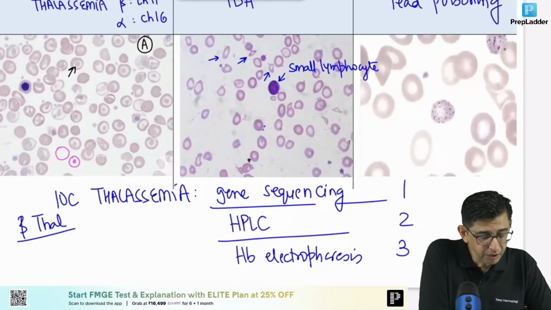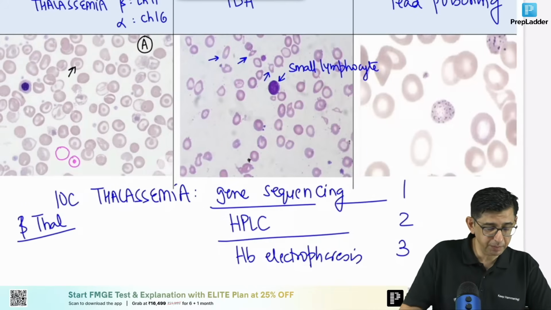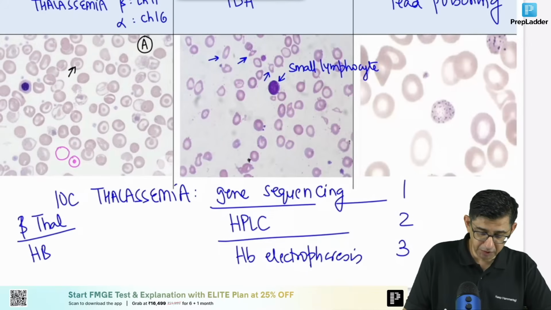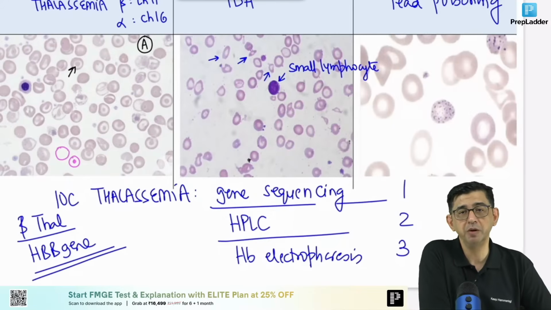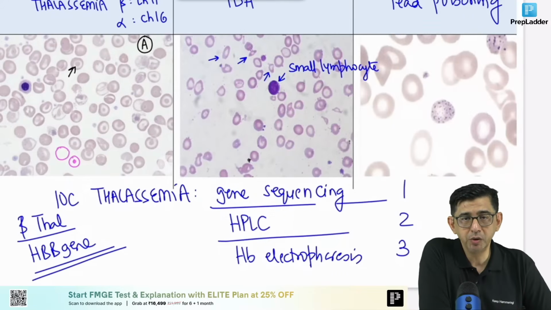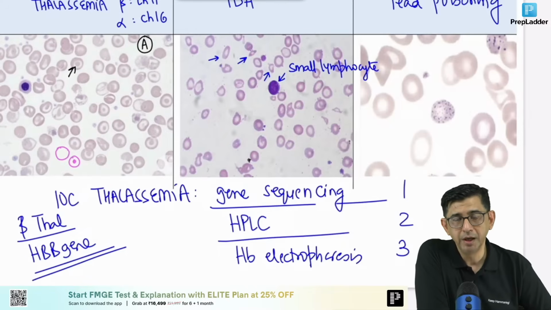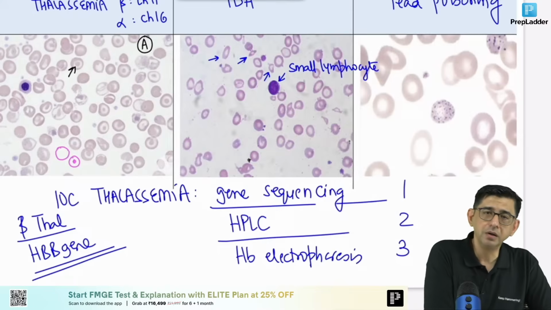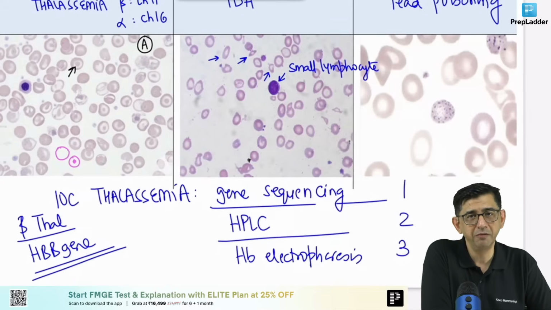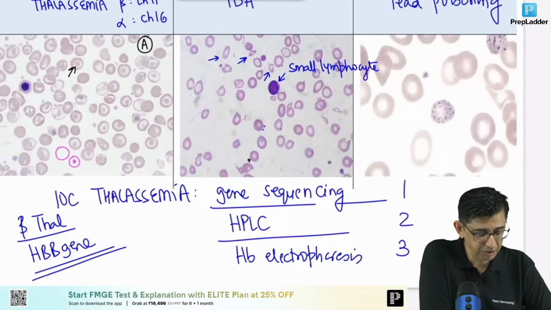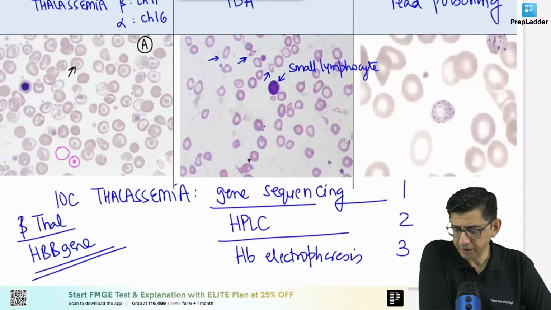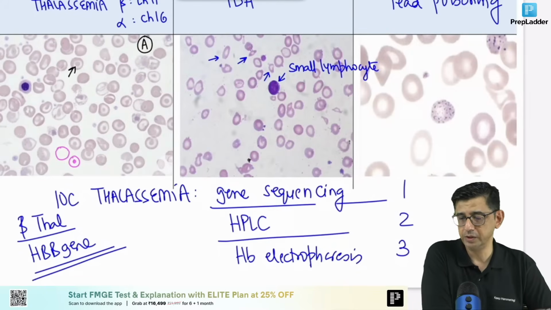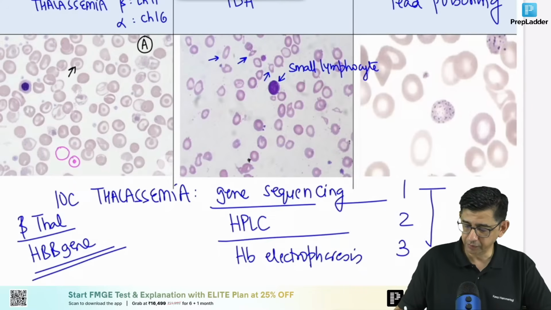And what is the gene that is involved here? The gene would be HBB. No, it is the HBB gene that would be involved for beta thalassemia. Please add this to your notes. Most guys carry that wrong notion. The best way for diagnosis of thalassemia, sickle cell anemia, or any hemoglobinopathy, or any genetic disorder nowadays, is gene sequencing. Then comes hemoglobin high performance liquid chromatography, and then HB electrophoresis, in decreasing order of importance.